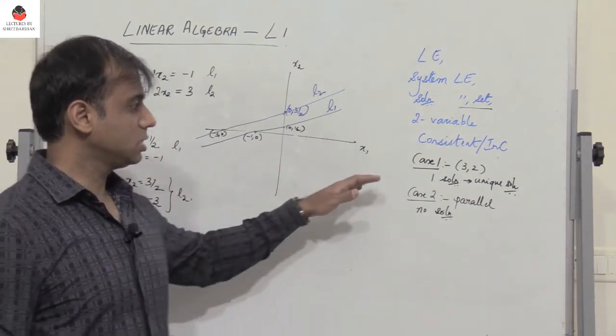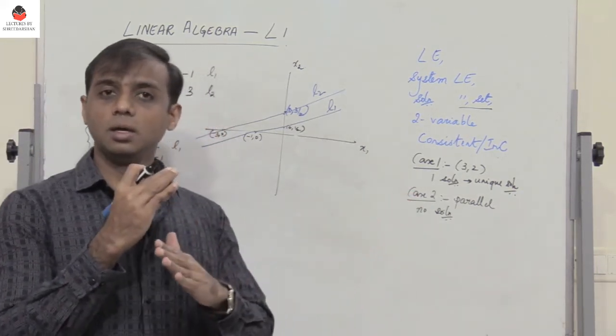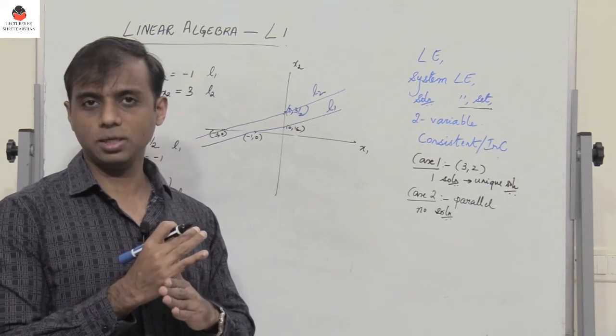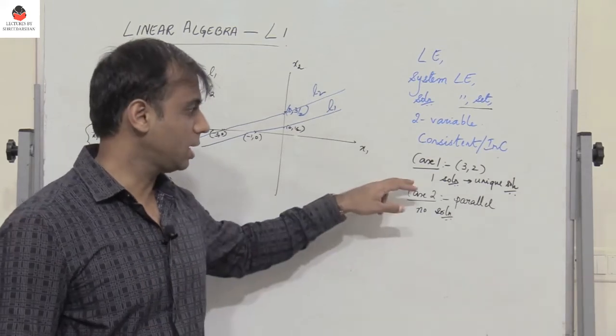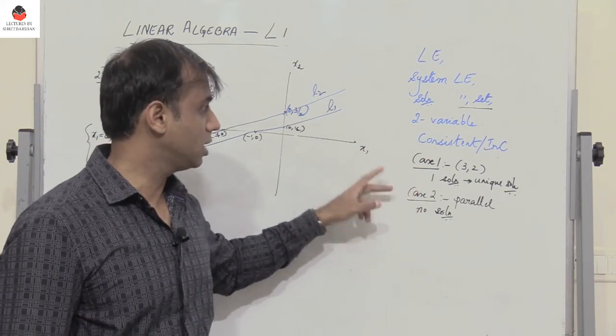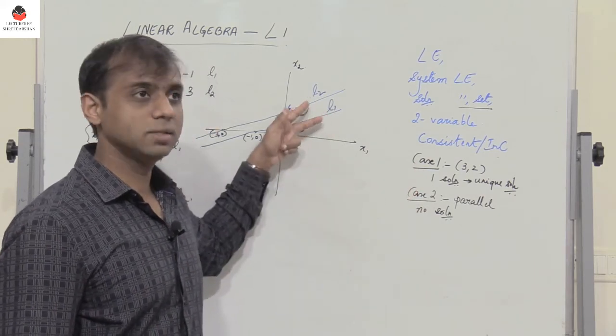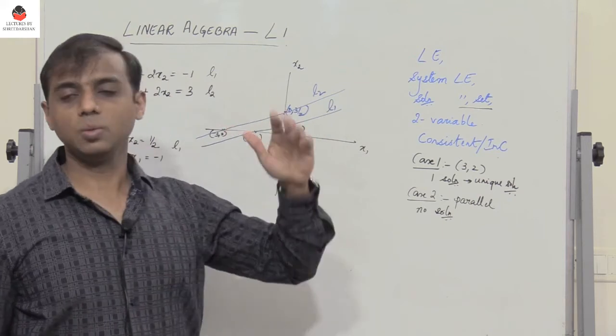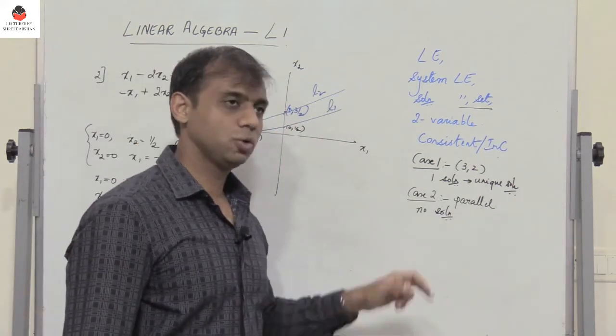So in the first case, we find that the 2 lines did intersect at one point, and that point of intersection happened to be the solution, the unique solution. But in the second case, the 2 lines are parallel and they would never meet, and hence there is no solution.